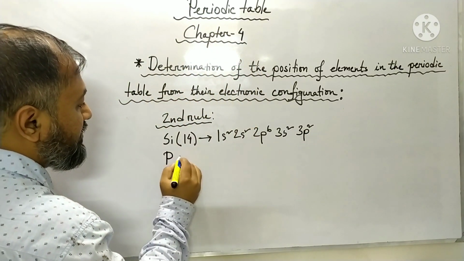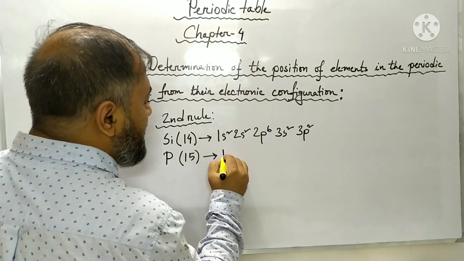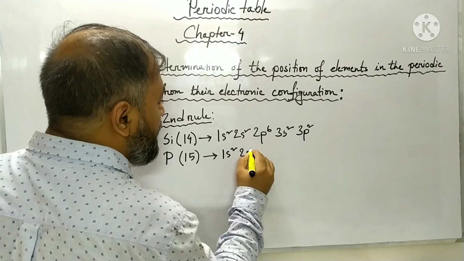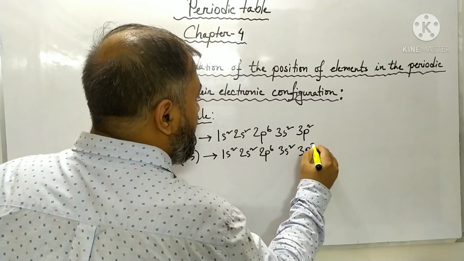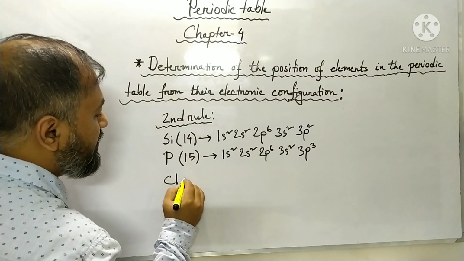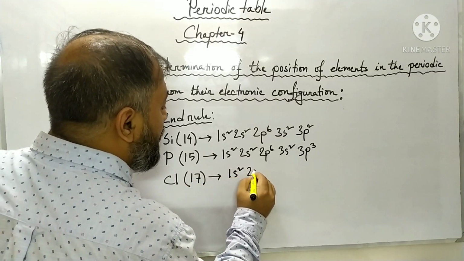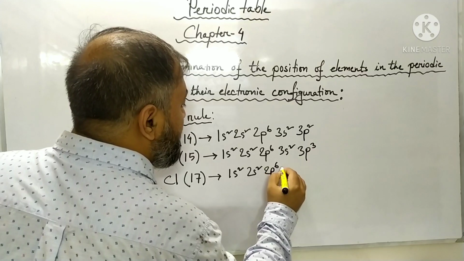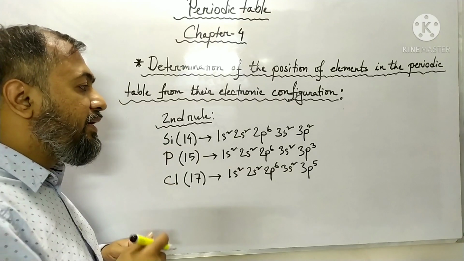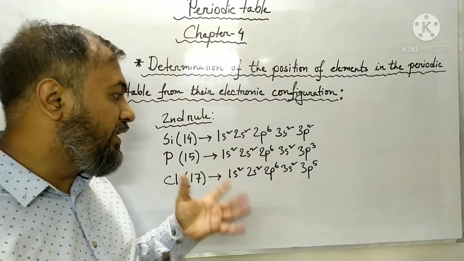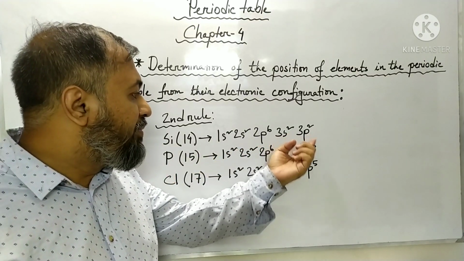Now the next one is phosphorus. The total number of electrons present in phosphorus is 15, and they are distributed as 1s2, 2s2, 2p6, 3s2, 3p3. Now come to the third one, which is chlorine. These electrons are distributed: 1s2, 2s2, 2p6, 3s2, 3p5. So there are some similarities in the electronic configuration of these three elements. We can see the last electron entered the 3p orbital.